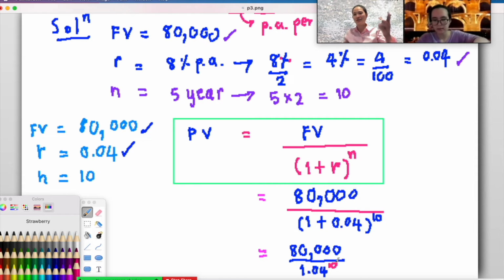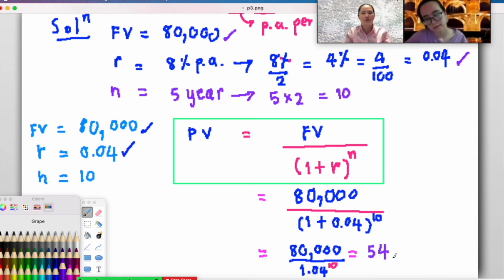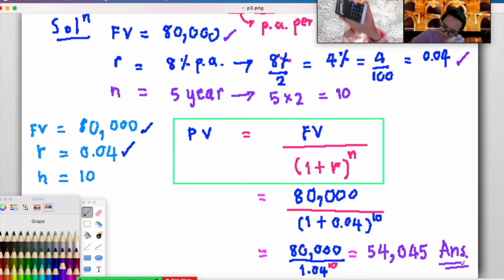Okay, finally, we get the answer. Our answer is, okay, I get 54,045. I've just answered in the whole number, and that's it. This one is our answer. If we're not sure, how about we try to recalculate one more time? 80,000 divided by 1.04 to the power 10. And yes, it is 54,045, and that's it. This one is our answer.